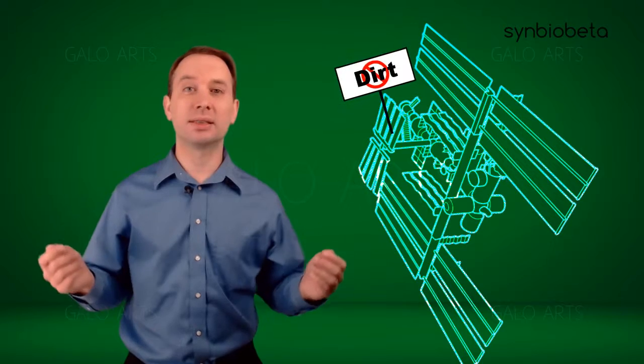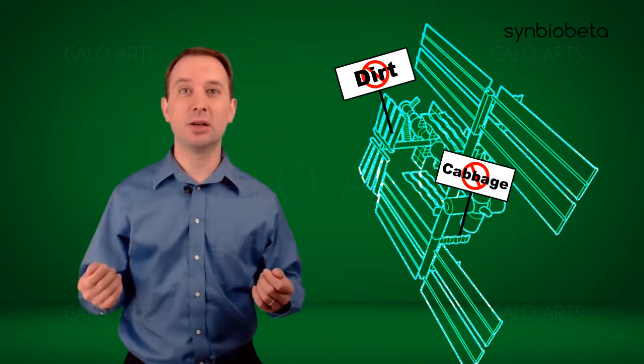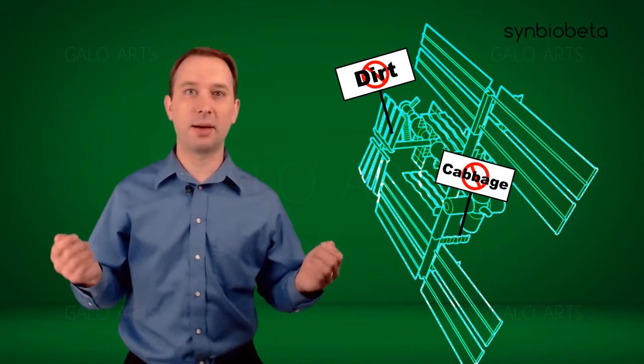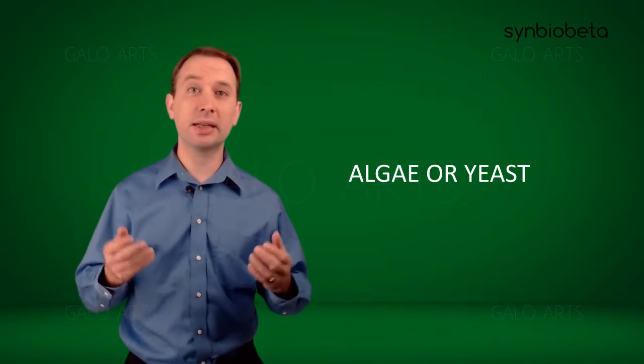We might not want to send dirt and cabbages to the space station, but synthetic biology lets us shortcut that process. Maybe we can use algae or yeast to take the carbon dioxide from the air in the space station and make food using synthetic biology.